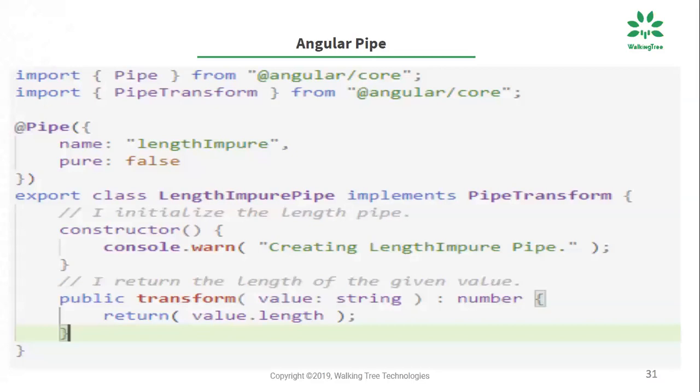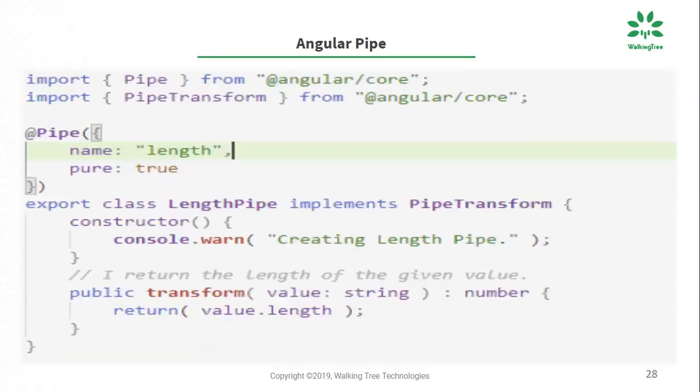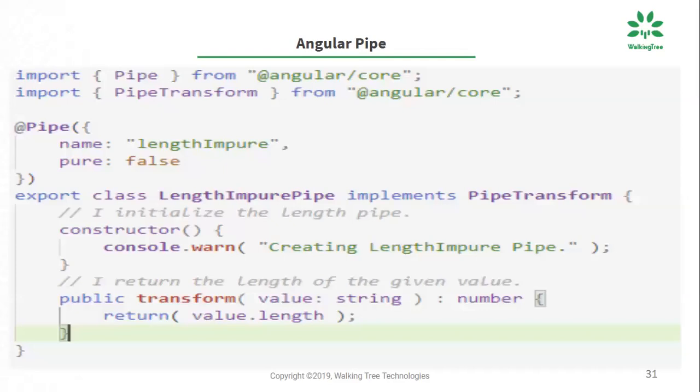The impure pipe can be created like this. Just the change from pure to impure: in the Pipe annotation, we need to give pure as false. If we give pure as false, it is going to be considered an impure pipe. Let's see the execution. In these two examples, in the constructor, I have given a log for the created length pipe, and here also for the created length impure pipe, just to see these messages in the console.